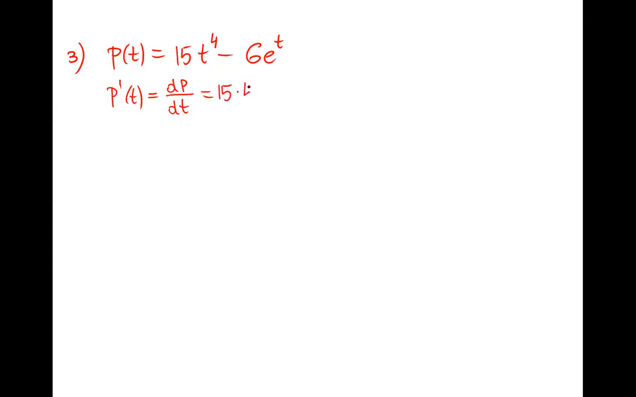Okay, example number 3. P of t is equal to 15t to the power of 4 minus 6 e to the power of t. Okay, if you see this notation, the derivative of the function p with respect to t, dp/dt, is the same thing. Copy 15, the derivative of t to the power of 4 is 4t cubed, power rule, and copy the constant 6, and the derivative of e to the power of t is just e to the power of t. That means the final answer is 15 times 4, which is 60, t cubed minus 6 e to the power of t.